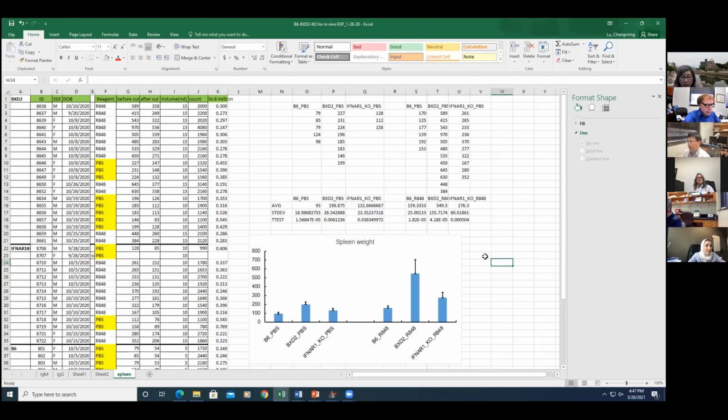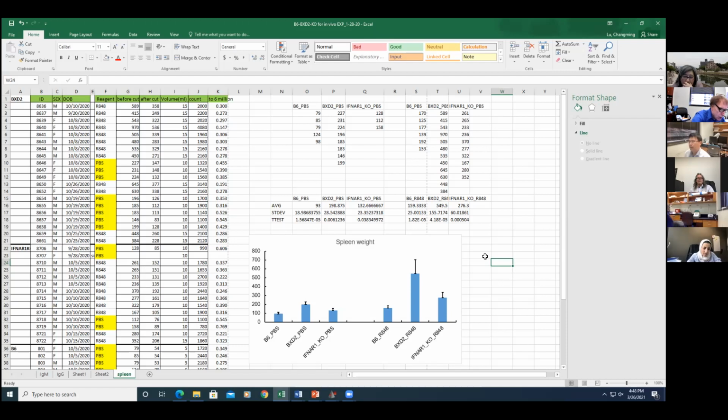Jimmy, I'm just wondering about another thing. I don't want to rush things, but you have before cut and after cut. So you cut some of the spleen, and I guess you weighed it before. Is that what that is? And after? Yes. So the before weight is probably a good weight.